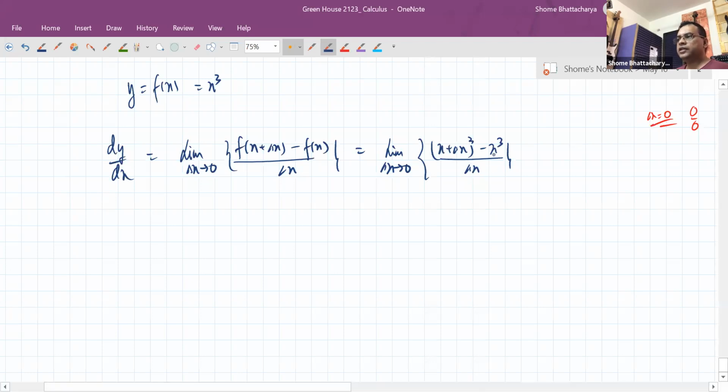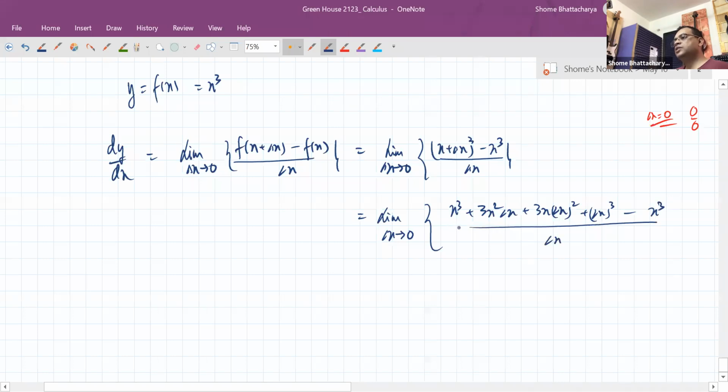Okay, so here we cannot substitute delta x directly as 0. But what we can do is expand this using algebra like we did earlier. We continue with the condition that the limit of delta x tends to 0, but we expand the numerator as x cube plus 3x squared delta x plus 3x delta x square plus delta x cube, minus x cube, divided by delta x. We still have a problem if we make delta x equal to 0, because the numerator and denominator will both become 0. So we have to solve this a little further. First we cancel x cube and take delta x common.